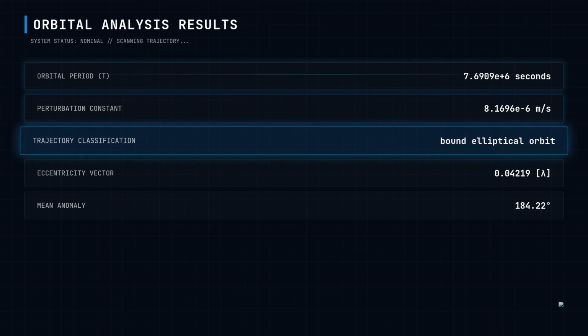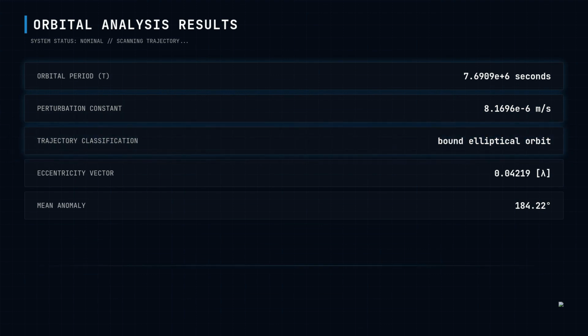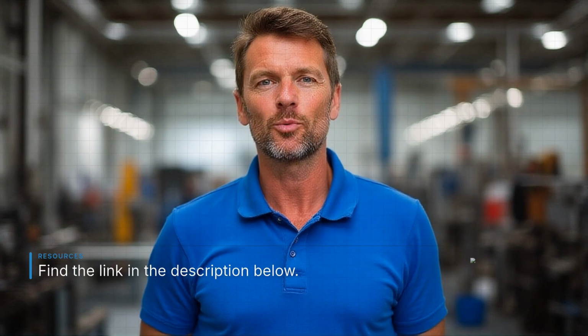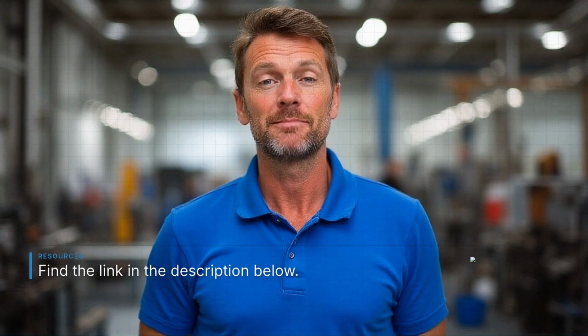The orbital characteristics indicate this is a bound elliptical orbit where period increases with semi-major axis to the 3/2 power. This calculator streamlines complex orbital calculations for satellite design and mission planning.